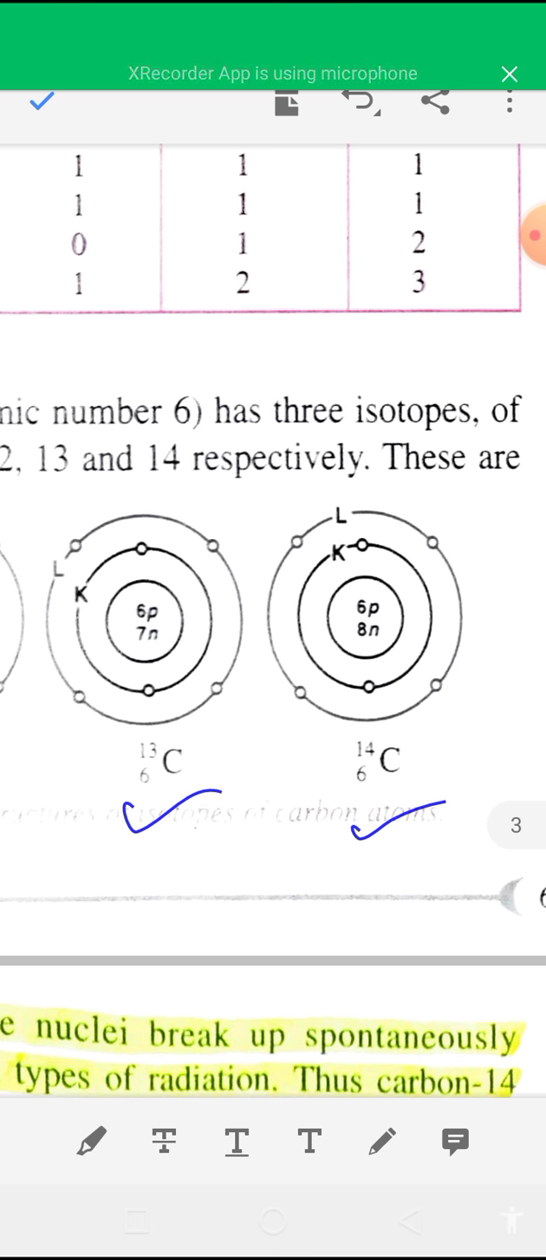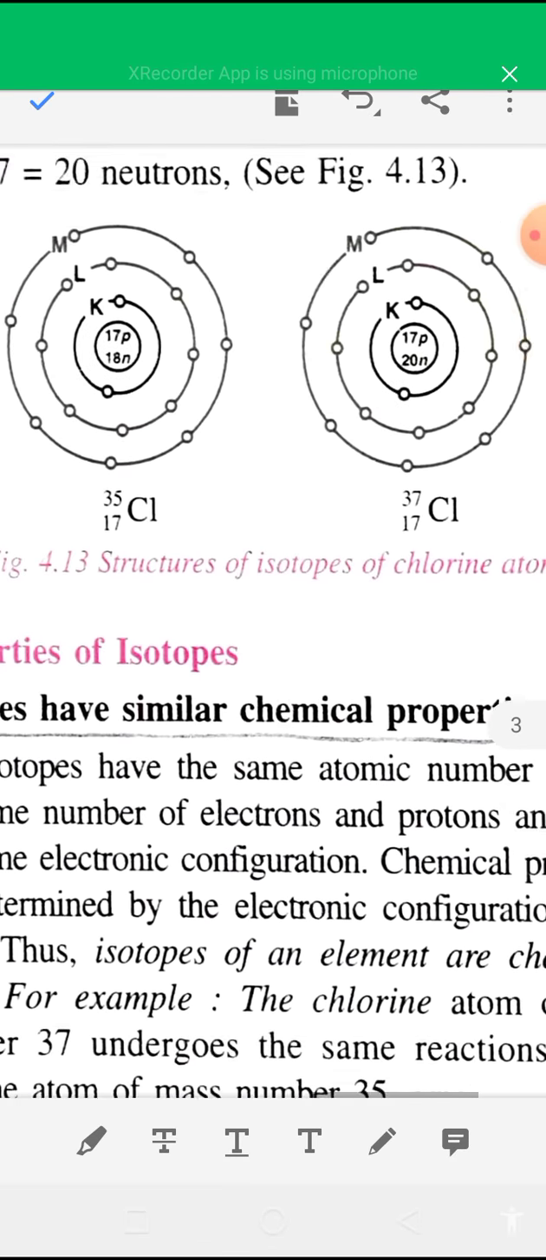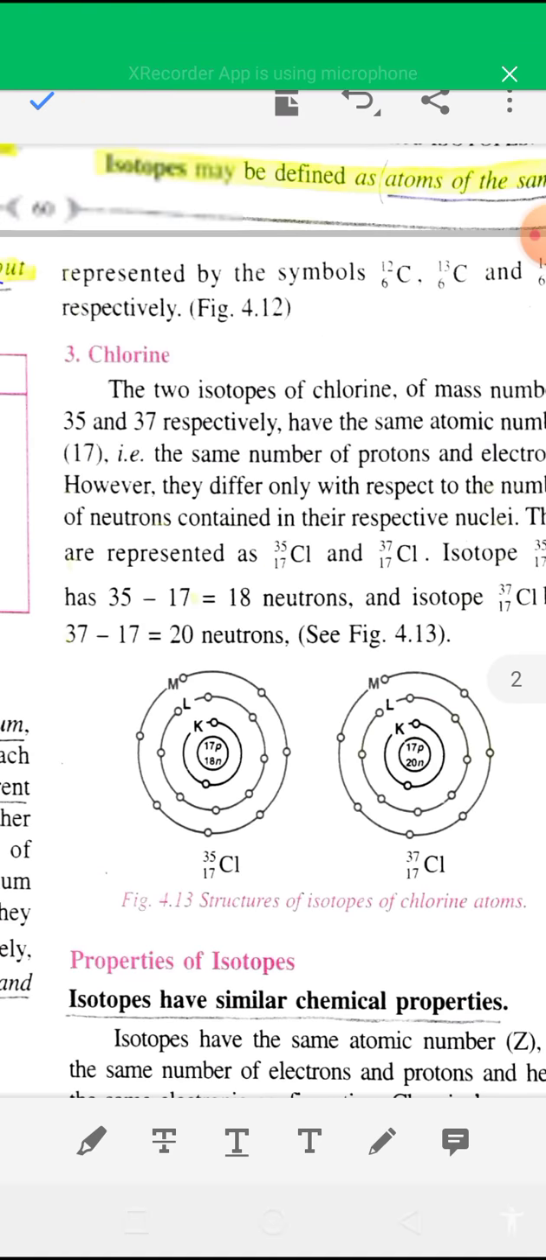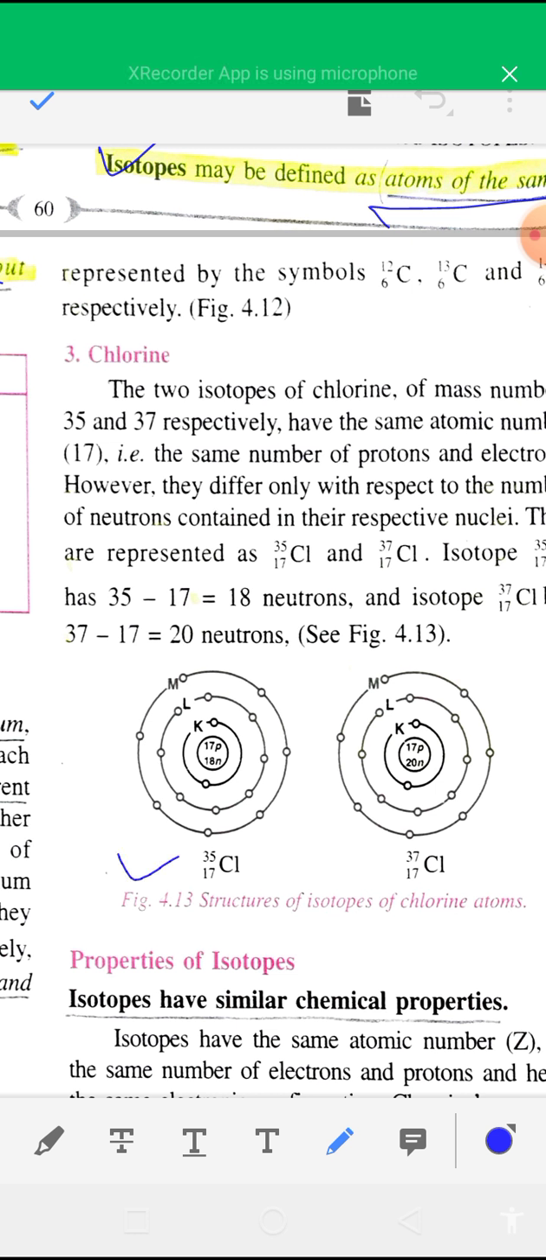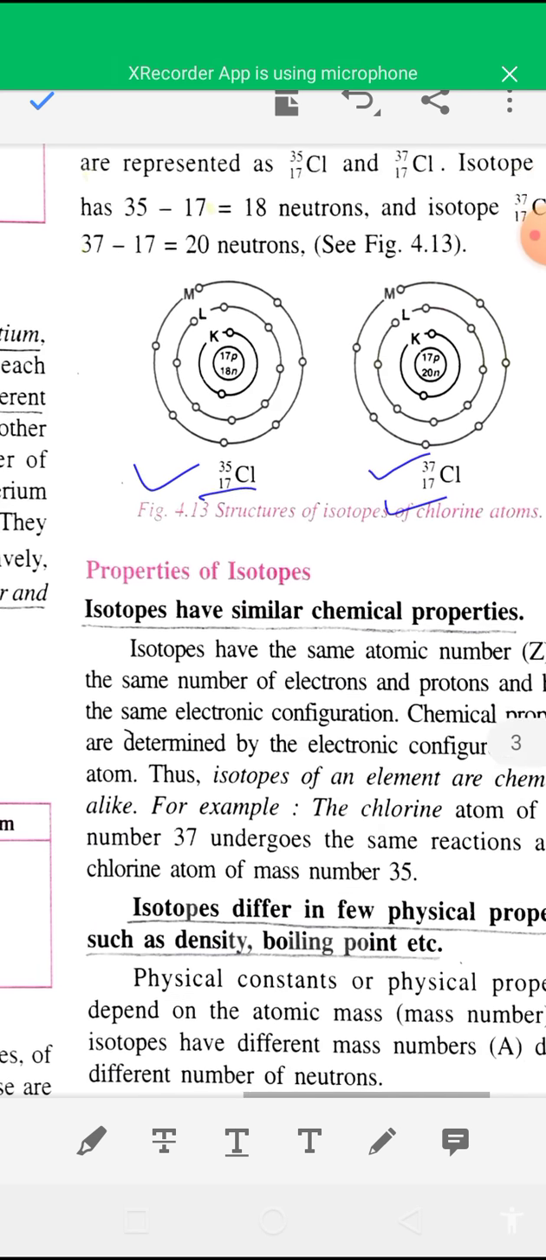Okay, now see isotopes of chlorine. Two isotopes of chlorine are given, chlorine 35 and chlorine 37, and their structure is also given. In chlorine 35 there are 17 protons and 18 neutrons, and in chlorine 37 there are 17 protons and 20 neutrons.